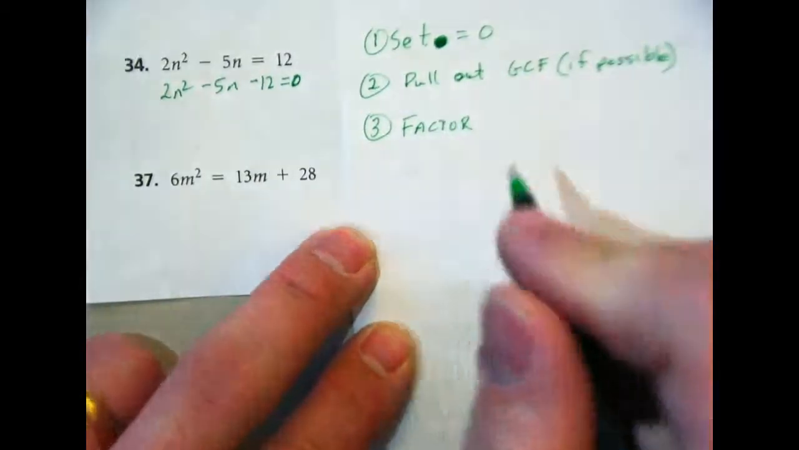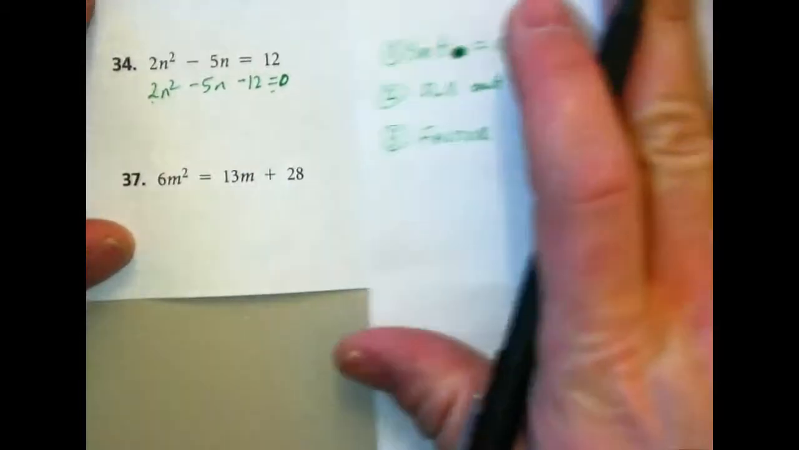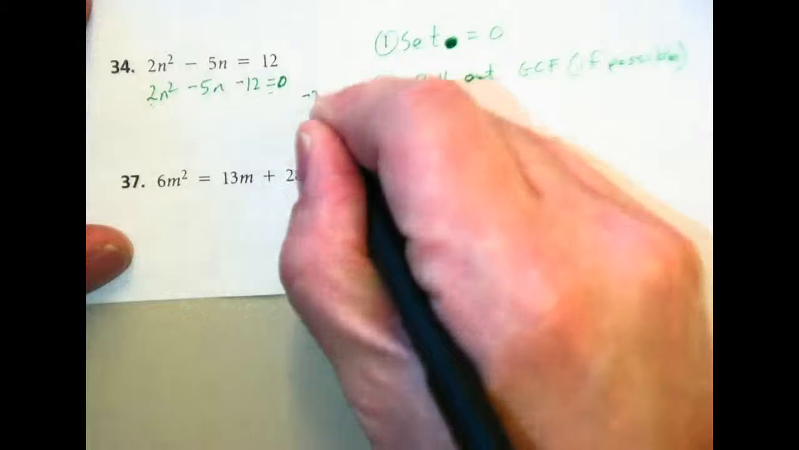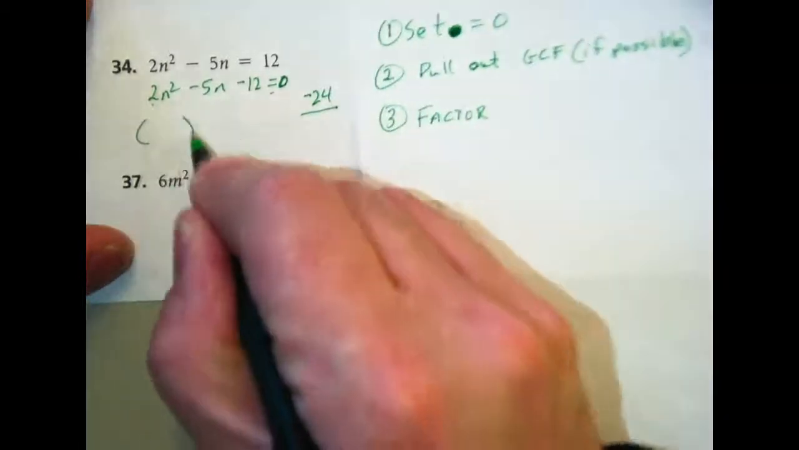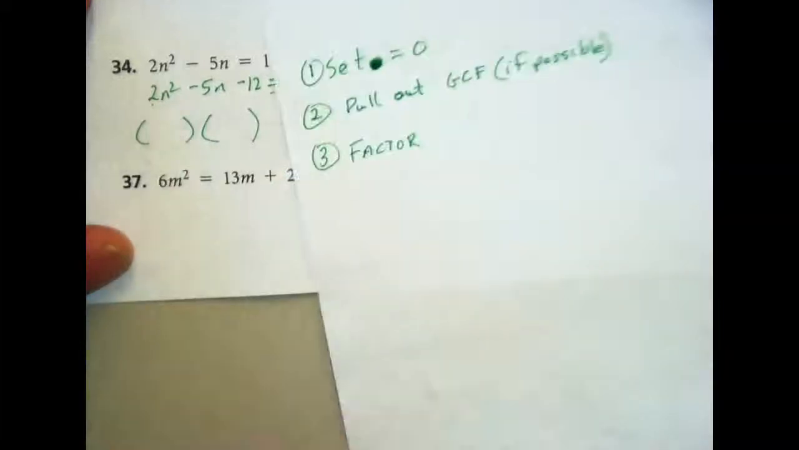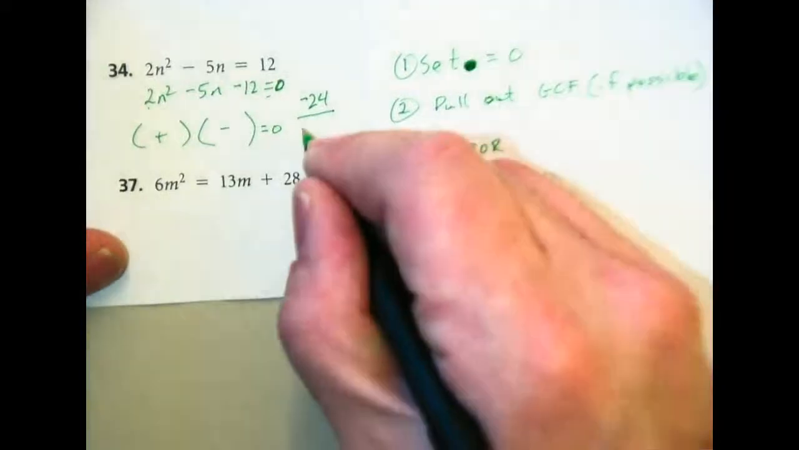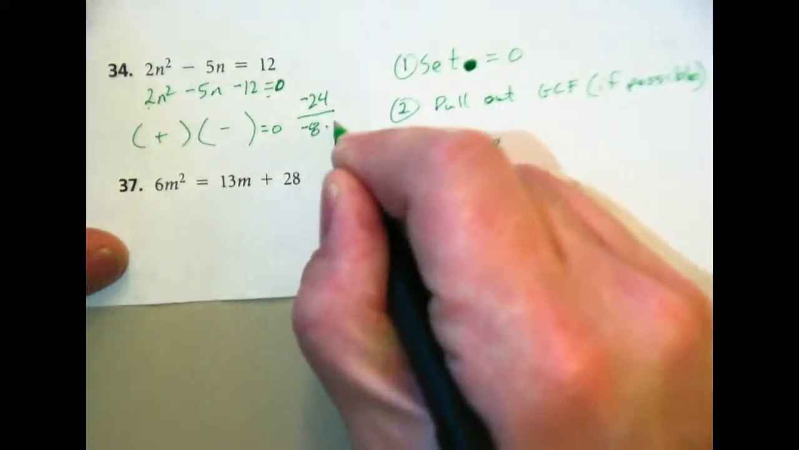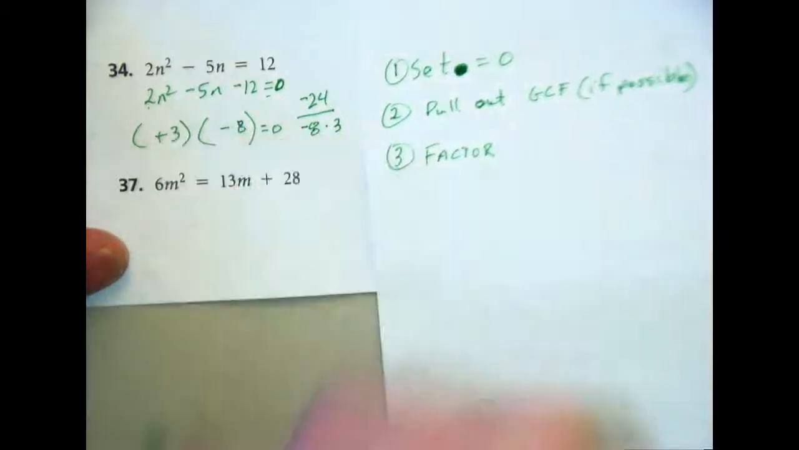A times C. A times C is negative 24. Two things to multiply to make negative 24. Since C is negative, we've got our parentheses. Are the signs the same or different? Different. All that equals 0. Two things to multiply to make negative 24 and add to negative 5. Negative 8 and positive 3.